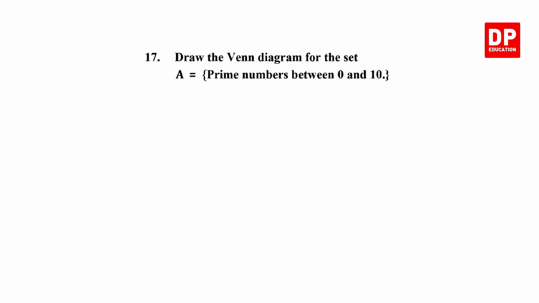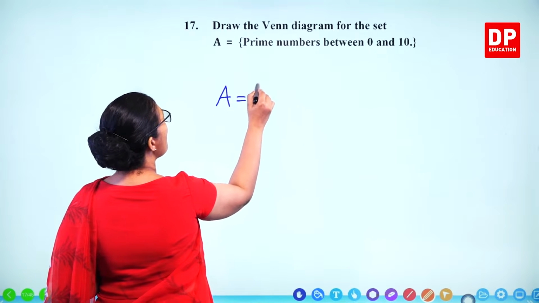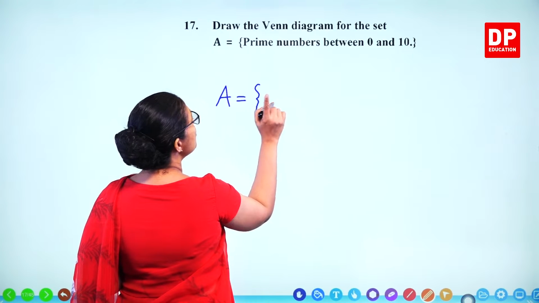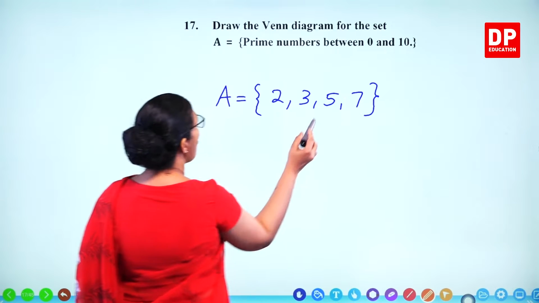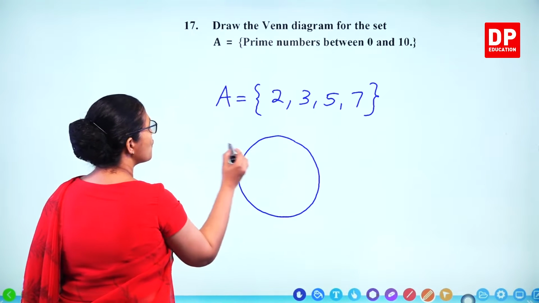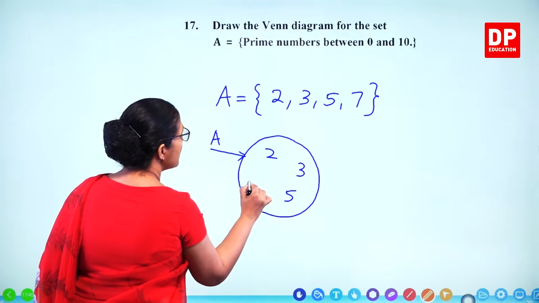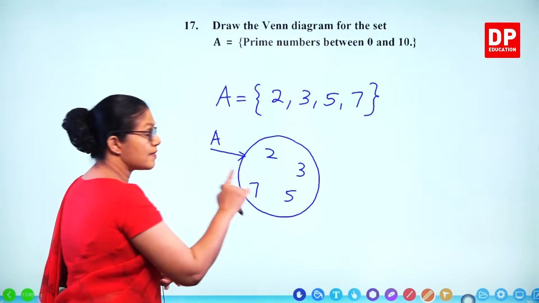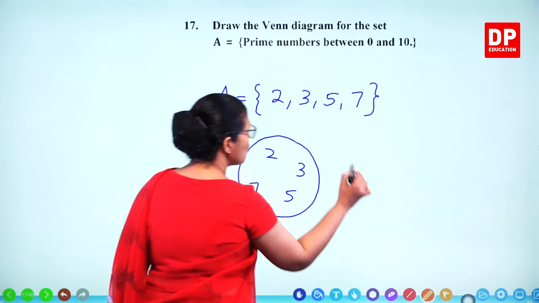Question number 17. Draw the Venn diagram for the set prime numbers between 0 and 10. So first identify what are the numbers. Prime numbers less than 10 in between 0. So you get 2, 3, 5, 7. But you need to draw a Venn diagram. So we can draw a closed figure and then label as A and write down all the elements inside the circle. Don't put commas because I have seen students put commas. That's wrong. In a Venn diagram, you don't put commas. So 2 marks.